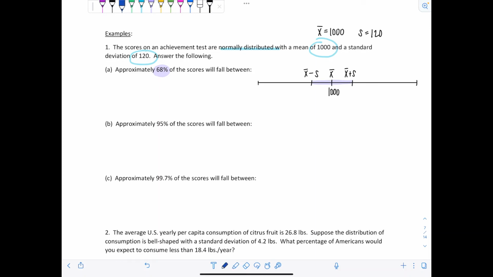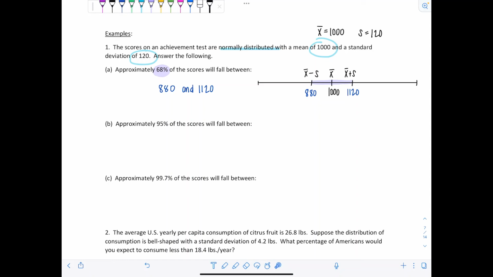So 1,000 plus 120, that would be 1,120. And then 1,000 minus 120, that would be 880. So approximately 68% of the scores will fall between 880 and 1,120. That's literally all there is to it.